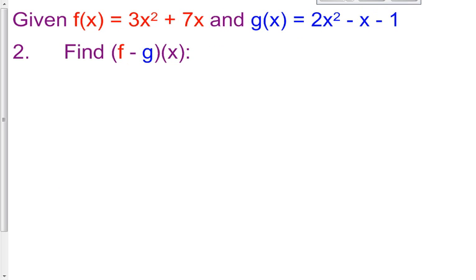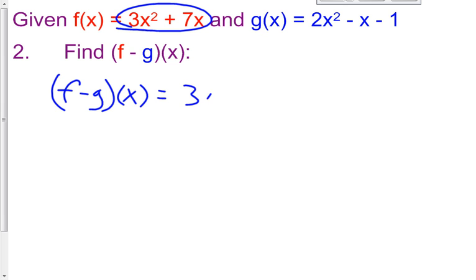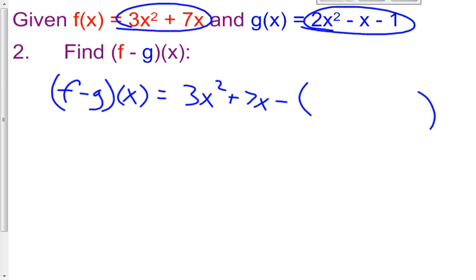Number two, this is saying what's f of x minus g of x? Well, f of x is right here, so f minus g of x is 3x squared plus 7x, and I'm subtracting g of x, so g of x is right here. I'm subtracting, now class, this is where it becomes a little bit more difficult. You're subtracting the whole quantity of 2x squared minus an x plus 1. So before you can subtract, you first have to distribute that negative sign.